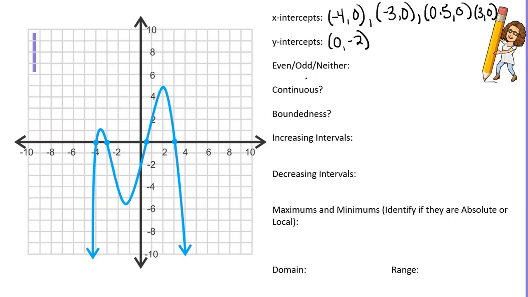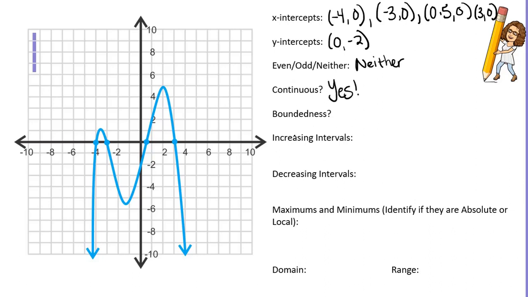Is this graph even, odd, or neither? Well, it definitely doesn't have y-axis symmetry, right? If I fold it on the y and the x, it's not going to match, so it's definitely not odd. So this is definitely a neither graph. If I picked up from the left and drew the entire graph, I wouldn't have to pick up my pen. So is this continuous? Yes, definitely a continuous graph.